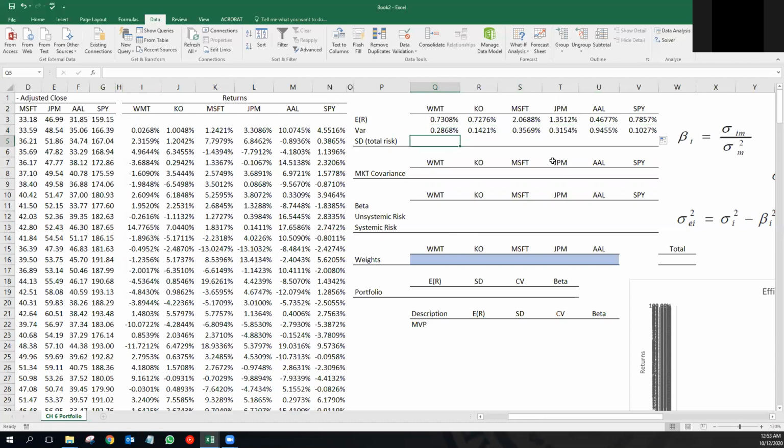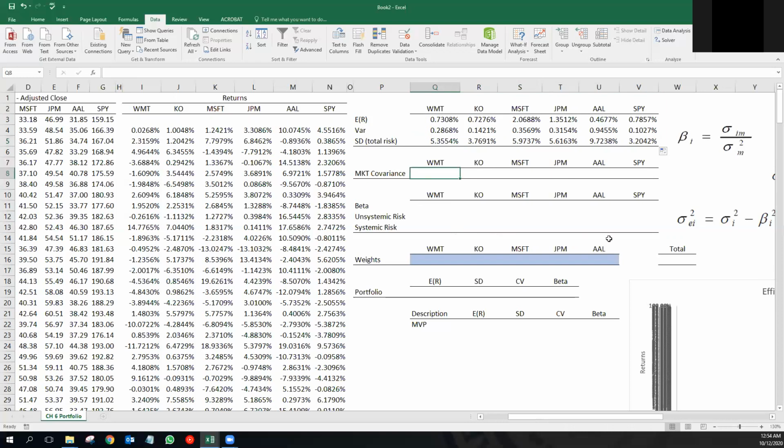Now a standard deviation, as you know, is just the square root of the variance. So that is the standard deviation. Now the standard deviation is also known as total risk. Total risk is your systematic risk plus your unsystematic risk. And now we have that data and that information that we can use later on.